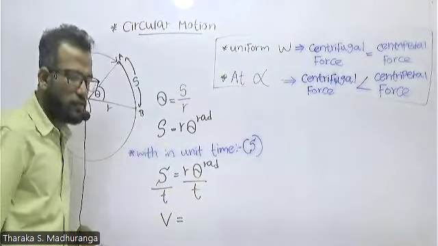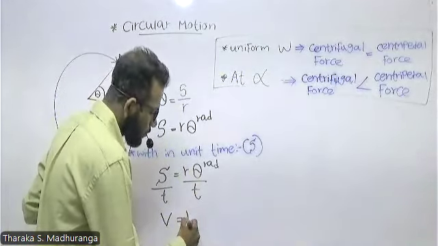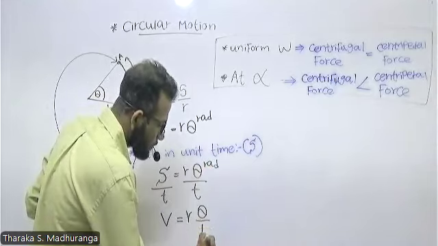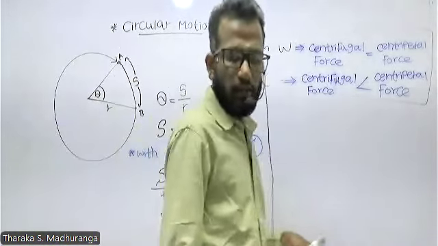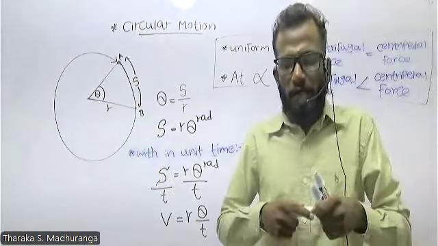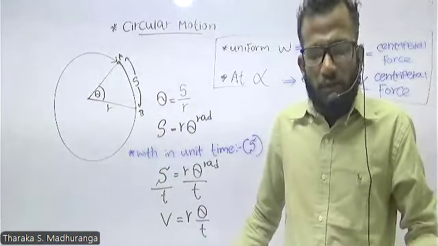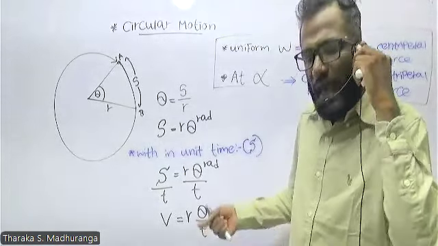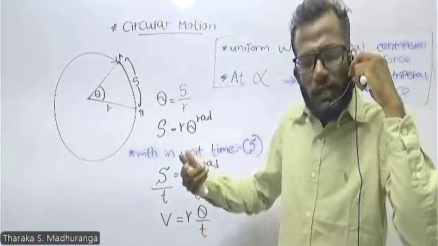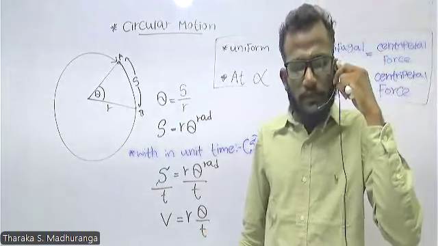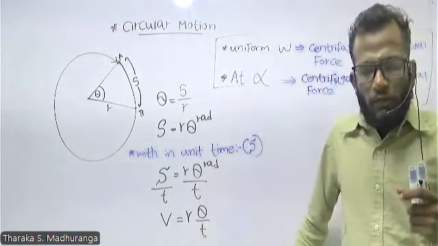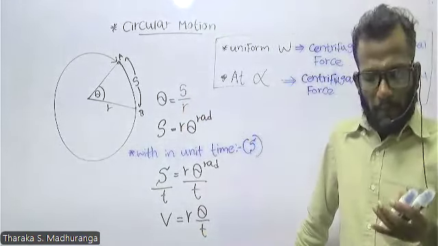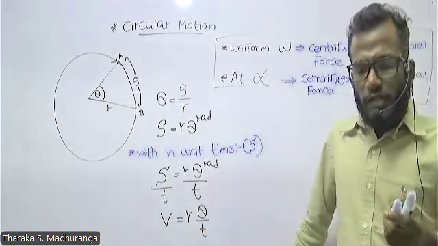On this side, what happened? The r, no change. Then theta divided by t. What is the meaning of theta divided by t? I need answers. Now they have already discussed. The theta means angular displacement, the angle, no? Then divided by time. Within unit time, angular displacement. What is that? Quickly.